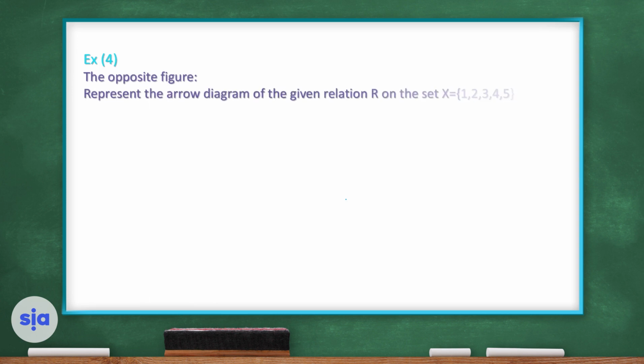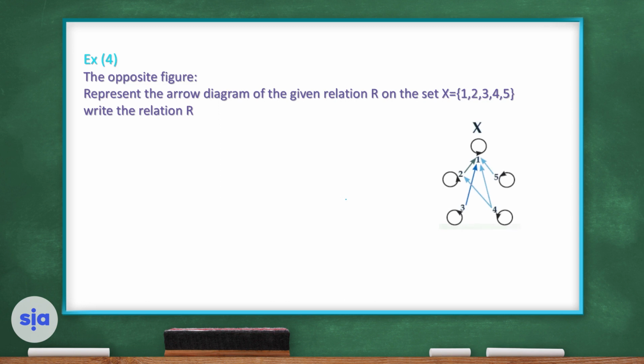And now, let's go to example 4, our last example. If I have a figure below, and the question is asking me to represent the arrow diagram of this relation that has set X with elements 1, 2, 3, 4, 5, how can I write this relation? Here's the arrow diagram. The ordered pairs are what? Check it here. Once it has a circle, this means it's repeated. So the 1 has a circle, so it's (1, 1). The 2 has a circle, so it's (2, 2), and so on.